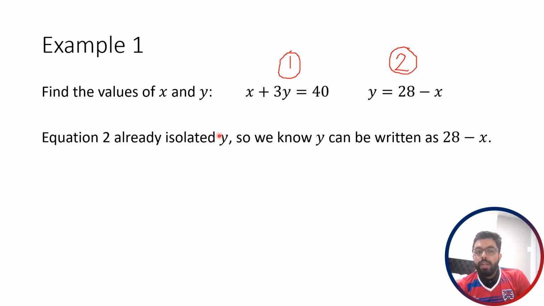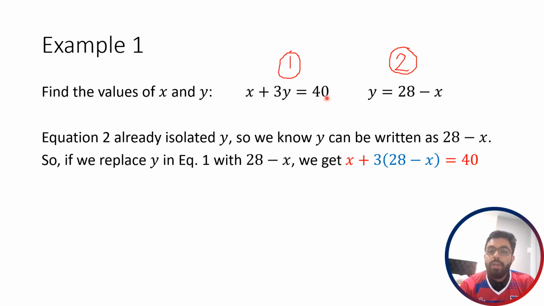So from equation 2, where we've isolated y, we know that y is exactly the same thing as 28 minus x. That's what this equation is telling us, that anytime you see a y, that can be written as 28 minus x. So that's the piece of information that we've pulled out of equation 2: we know how to write y using only x's and numbers, without using y again, right? So we say y can be written in terms of x.